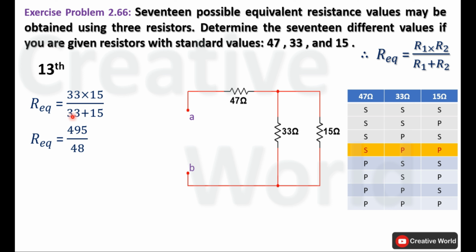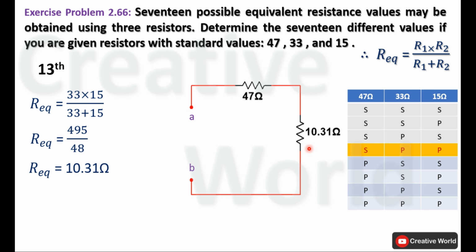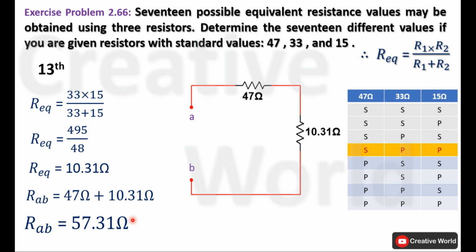Divided by the sum of 33 and 15 will become 48. Divide 495 by 48, it will become 10.31 ohm. Modify the circuit by replacing these two resistances with a single resistance having the value of 10.31 ohm. Now the circuit is converted into a series connection. Add these resistances together to calculate equivalent resistance RAB, that will be 57.31 ohm.